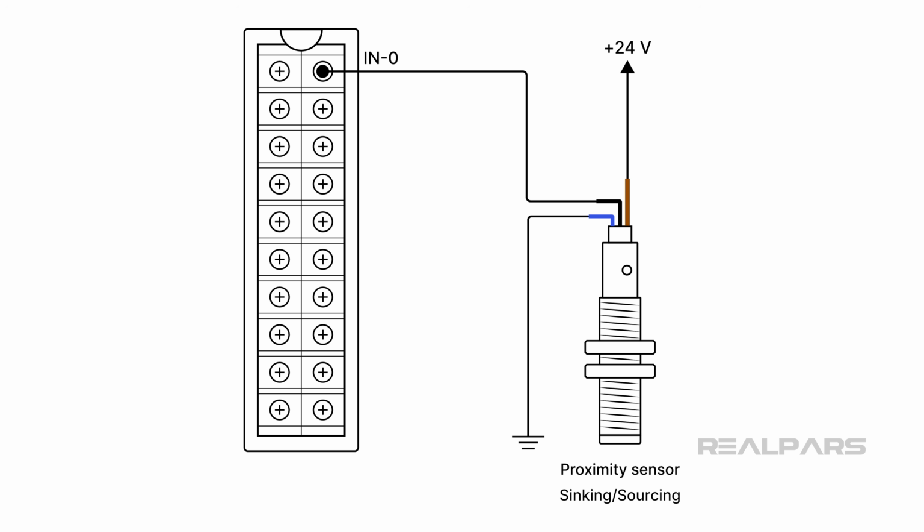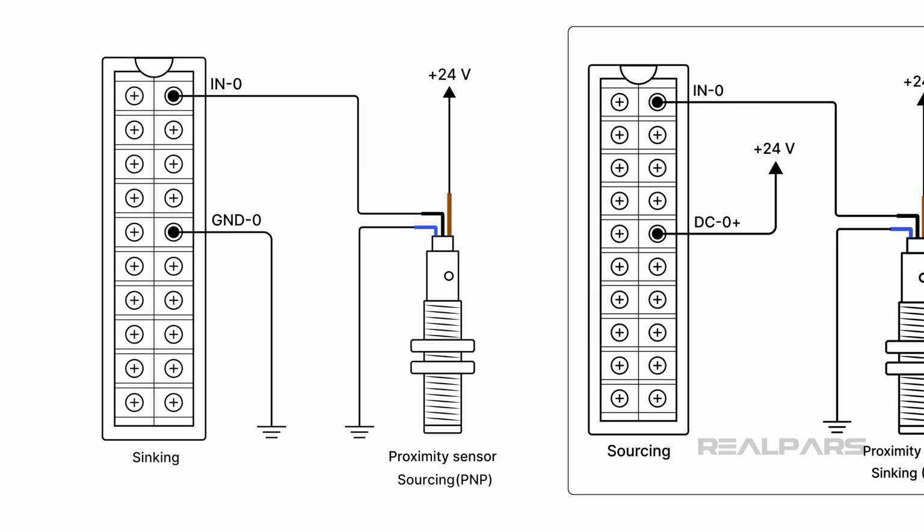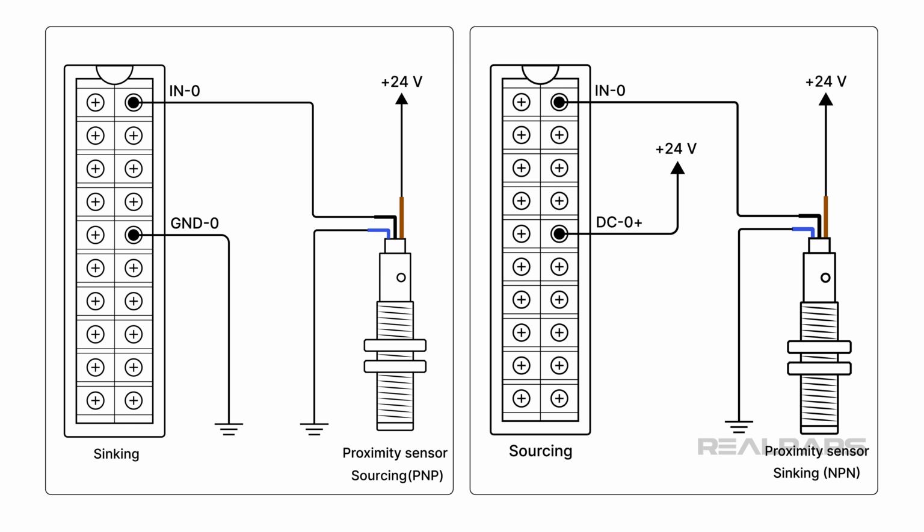It's vital to verify that 3-wire devices are compatible with the intended input modules. A 3-wire sourcing sensor, also called a PNP sensor, must connect to a sinking input module. A 3-wire sinking sensor, also called an NPN sensor, must connect to a sourcing input module.